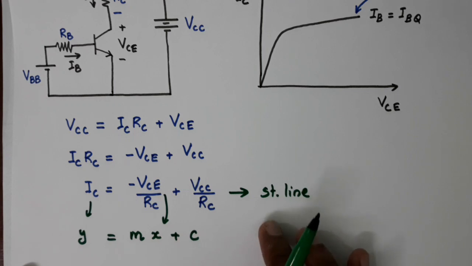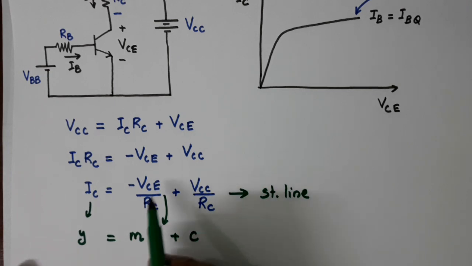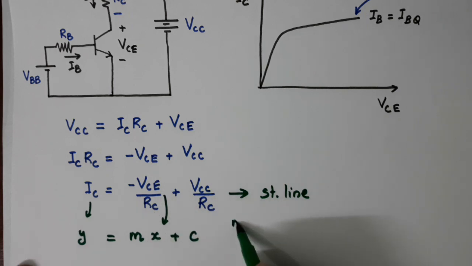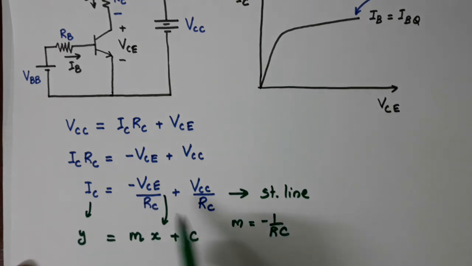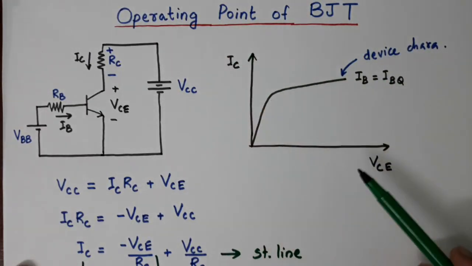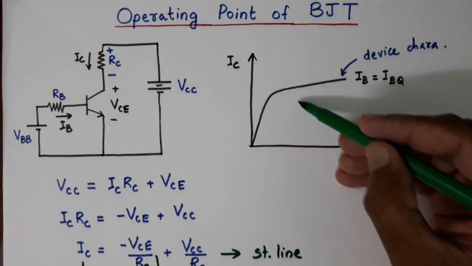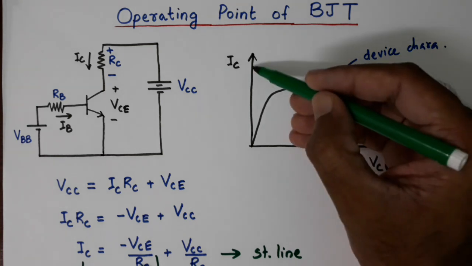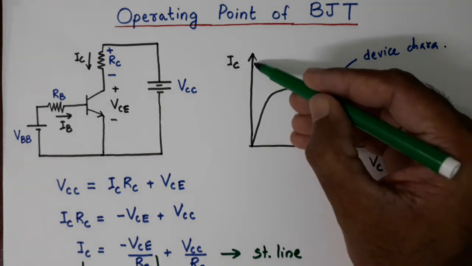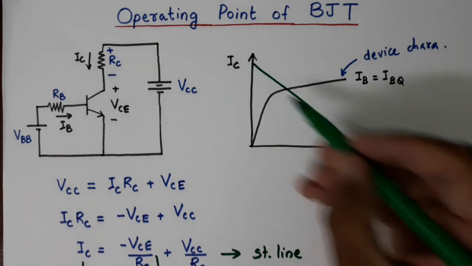In order to plot this straight line, I need at least 2 points. You can observe that it has a negative slope. This m is minus 1 by RC. So the straight line will be like this. It will be a line with a negative slope. So to draw the line with negative slope, I need the x-intercept and y-intercept. If I know these 2 points, I can join them and draw the straight line. So how to evaluate the x-intercept and y-intercept? This is our x-intercept and this is y-intercept.